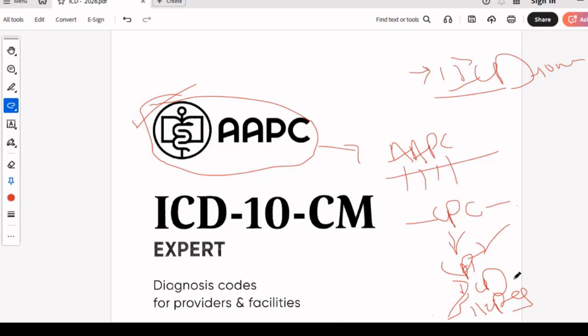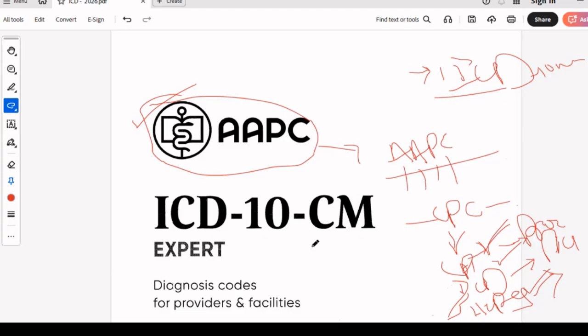CPT is nothing but Current Procedural Terminology. ICD is nothing but International Classification of Diseases. HCPCS is nothing but Healthcare Common Procedural Coding System. CPT we use to report procedures, right? ICD we use for the diagnosis, and HCPCS we use for the equipment.